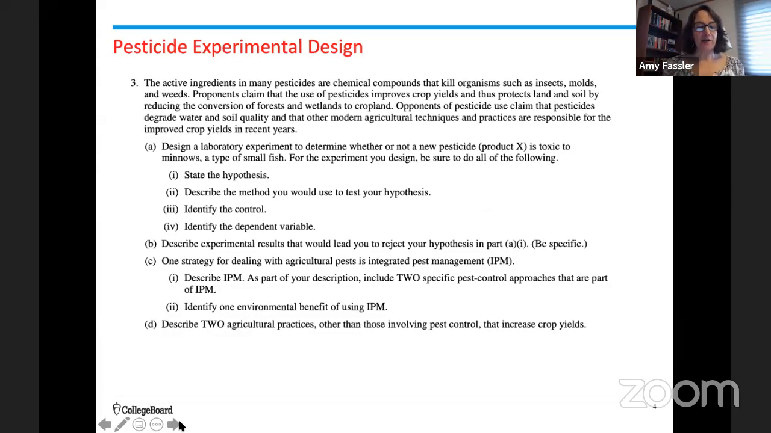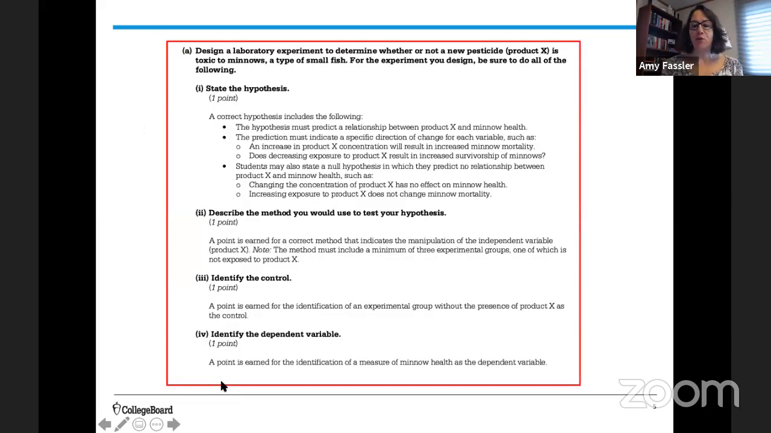So we start off with letter A, with our experimental design part of the question. Design a laboratory experiment to determine whether or not a new pesticide, product X, is toxic to minnows, a small fish. For the experiment you designed, be sure to include all of the following. For 1 point, you needed to state a hypothesis, and there are 2 criteria you need to earn that 1 point. First of all, the hypothesis has to predict the relationship between product X and minnow health. And the prediction needs to state which direction that impact is going to be.